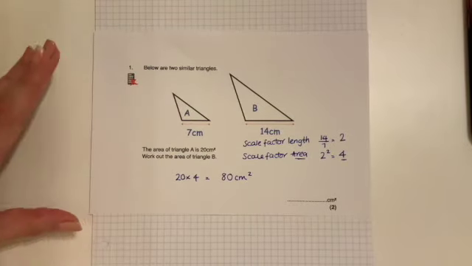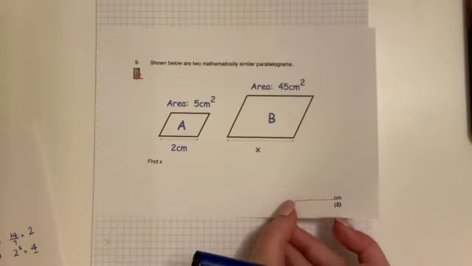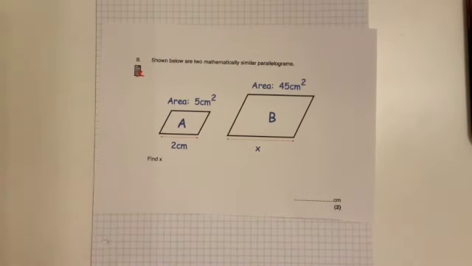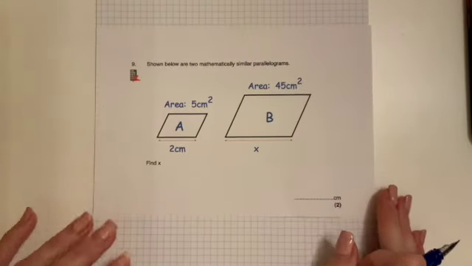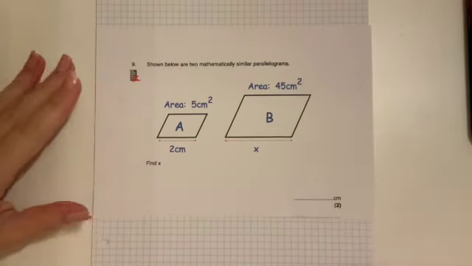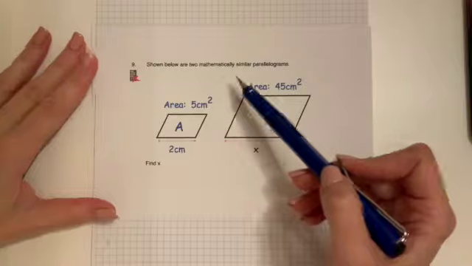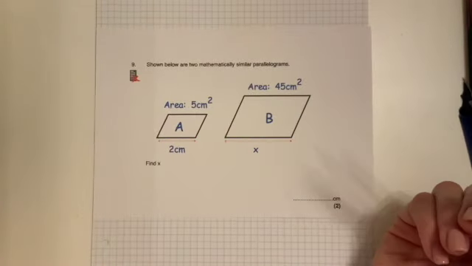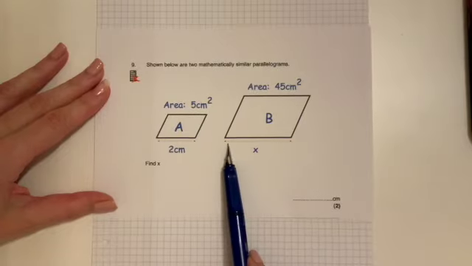Okay, the other example I'm going to show you is where you know the areas, but you need to work out the missing length. Okay, so we need to think about what the inverse or the opposite of squaring is. Hopefully, what you're all saying in your head or shouting out at me at the screen is square root. Okay, so that's what we need to do. So let's have a look at this one. So it says, shown below are two mathematically similar parallelograms. We know the area of each of them, and we want to work out the missing length on B.